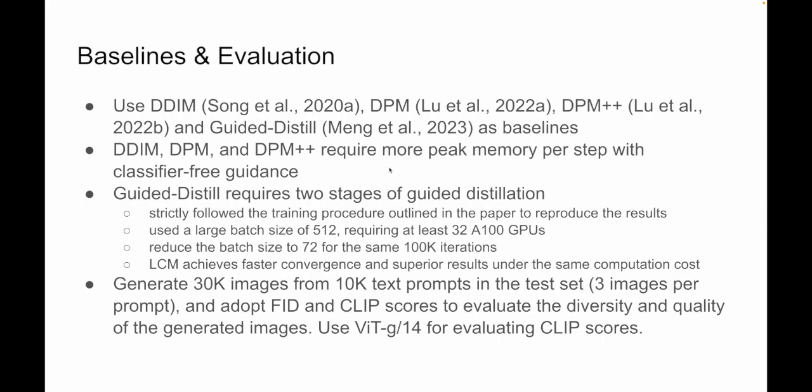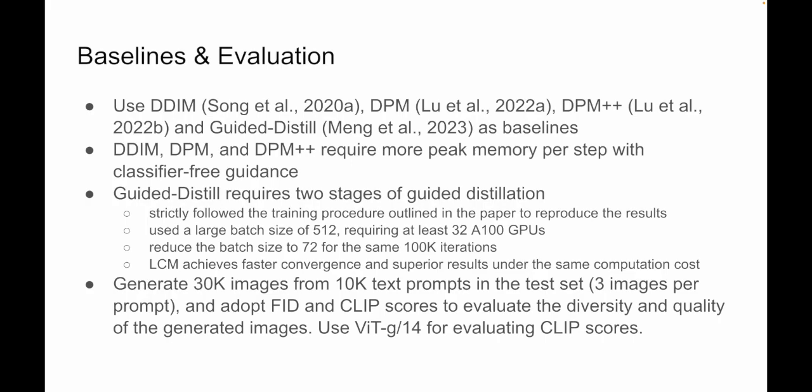And for the baselines and the evaluation, they use 4 different solvers, including the DDIM, DPM, DPM++, and the guided distill as the baselines. The first 3 solvers, DDIM, DPM, and DPM++, require more peak memory per step with classifier-free guidance. And the guided distill, which is the closed source model, requires 2 stages of guided distillation. The authors strictly follow the training procedure outlined in the paper to reproduce the results.